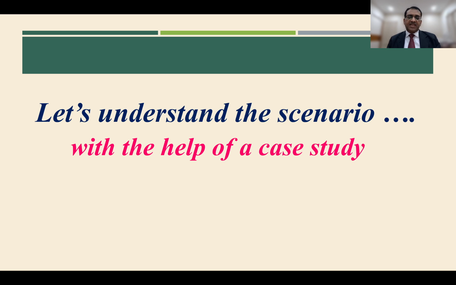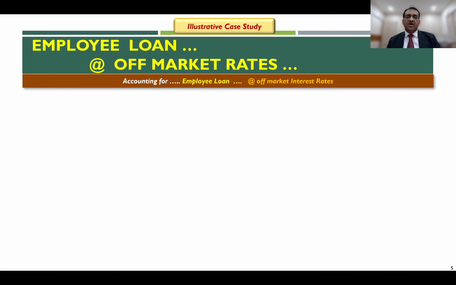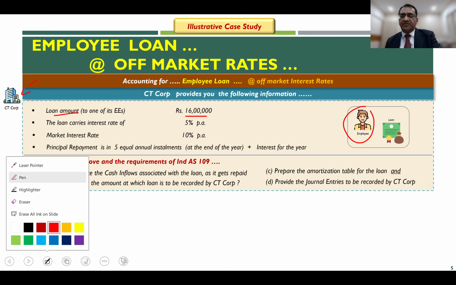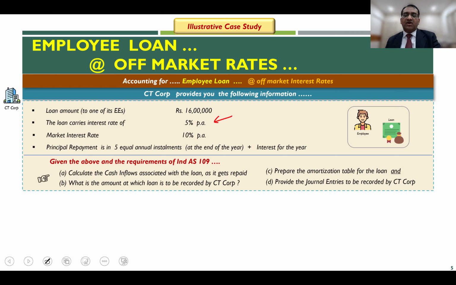Let's first understand the scenario with the help of a case study, and then we will see how the accounting is dealt with. Let us take a scenario wherein Citicorp as an entity has provided a loan of 16 lakhs to one of its employees. This is the loan amount provided. Now, the interest rate contractually payable on the loan is 5% per annum, whereas the market rate of interest is 10%. This means that this particular loan is at a concessional rate of interest.